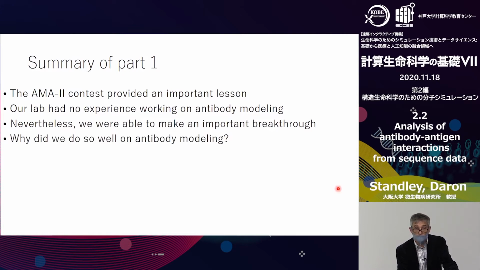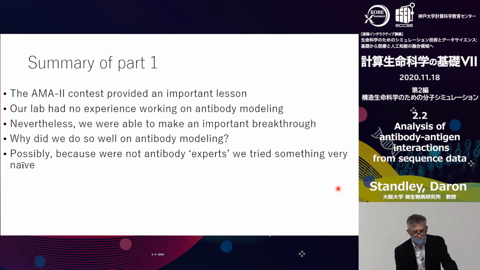So why did we do so well? I think it's possible that because we were not experts, we didn't know anything. So we didn't know what we were doing was stupid or naive. And so we were lucky. It just happened to work.